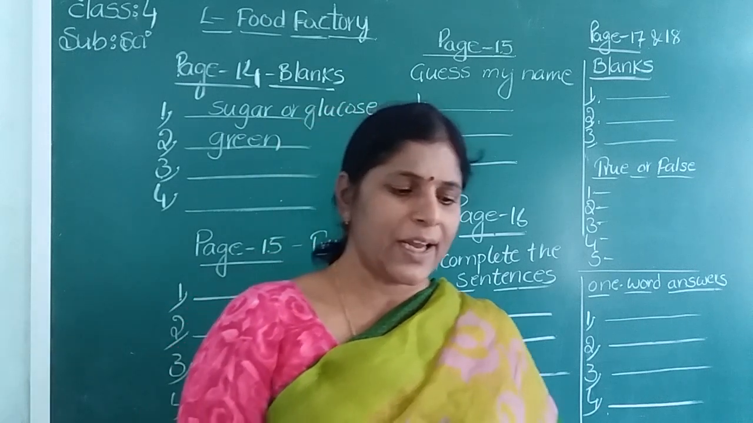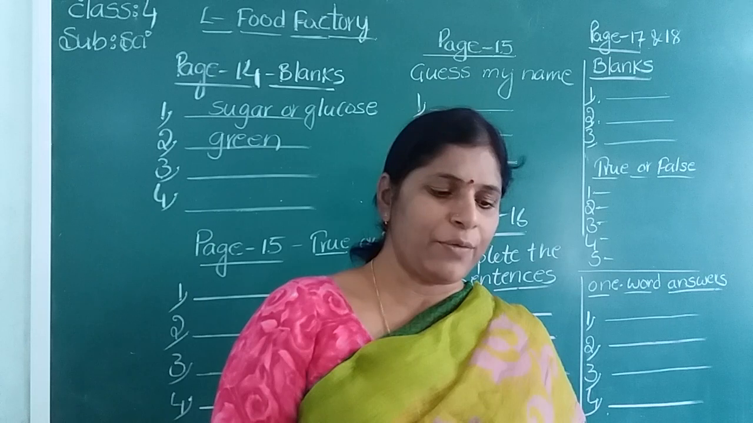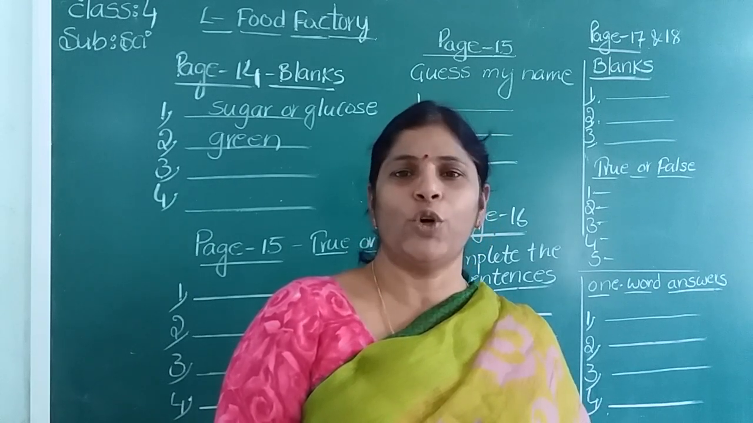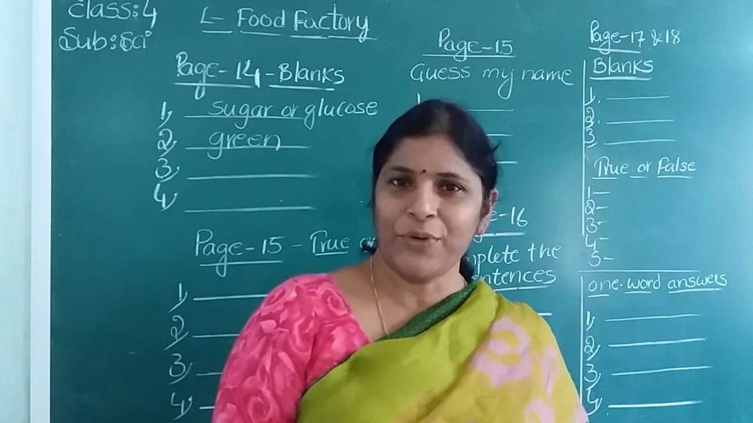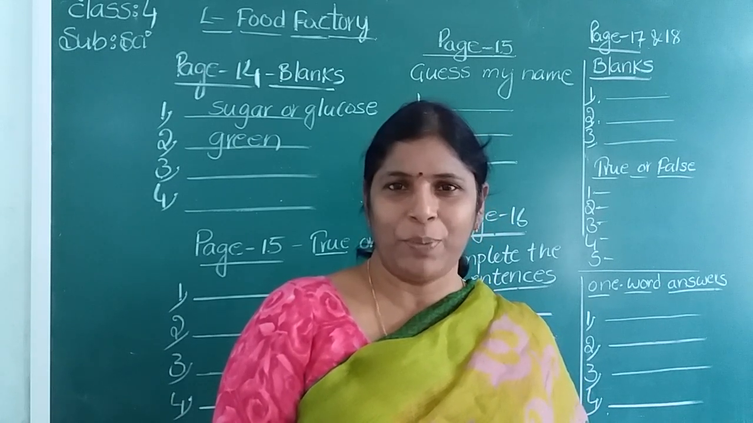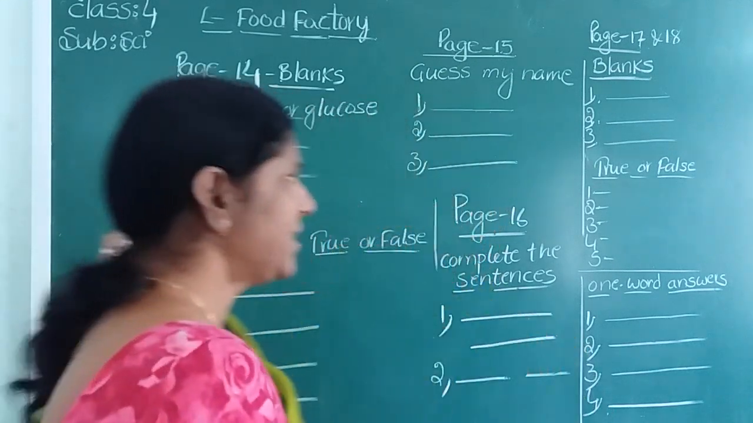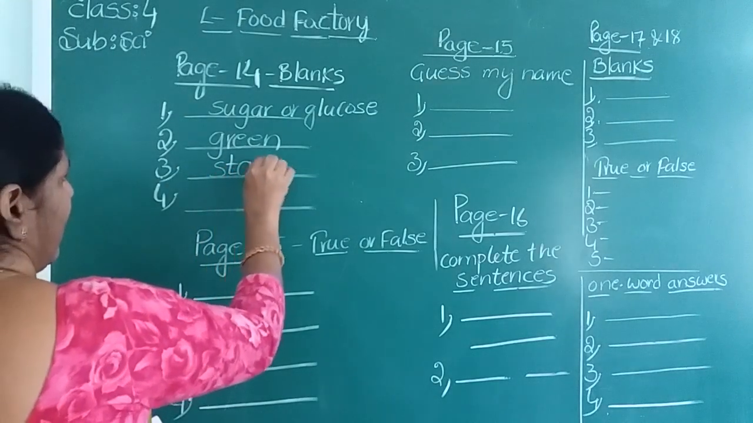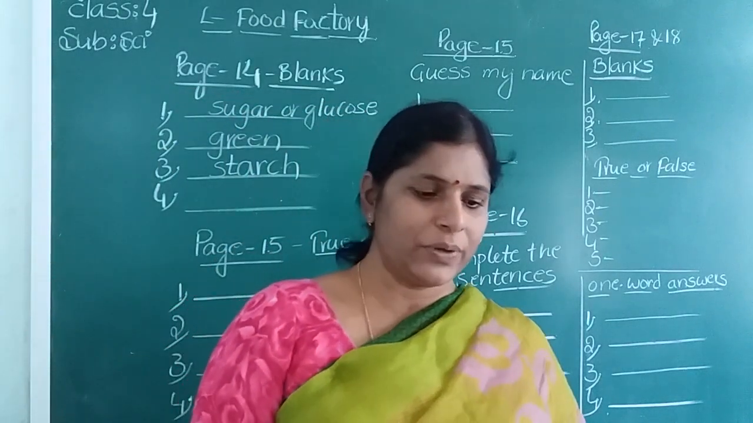Now the third question. I already said this several times. The extra food prepared by plants is stored in the form of what? Plants store extra food in the form of starch. S-T-A-R-C-H, starch.